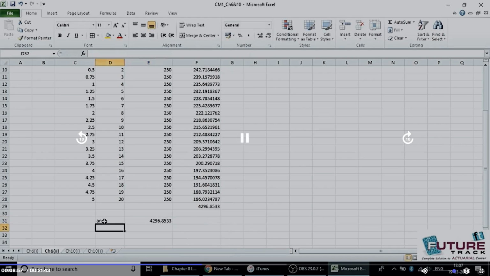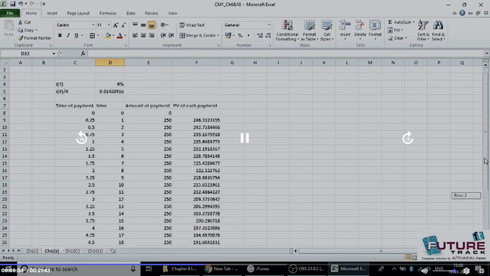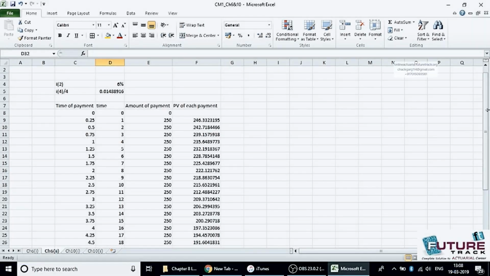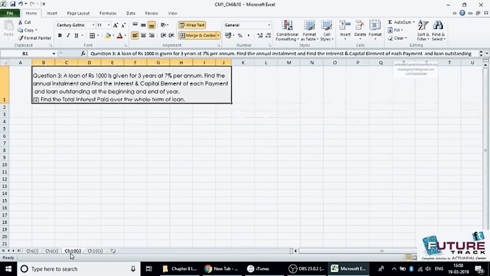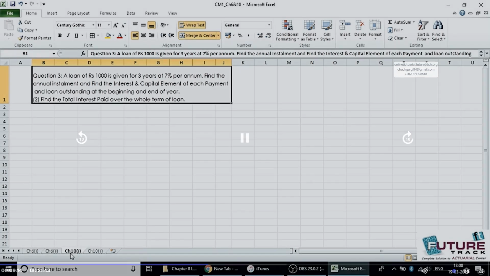Fine. See, you're getting exactly the same answer. Fine. So in this way, you can find the present value of annuity year-wise as well as the final formula. Fine. Now let's do the loan schedule.